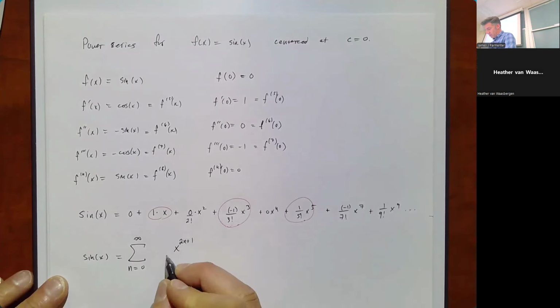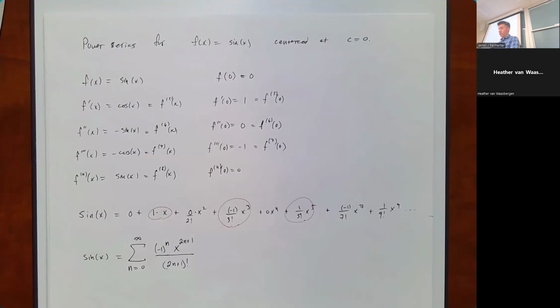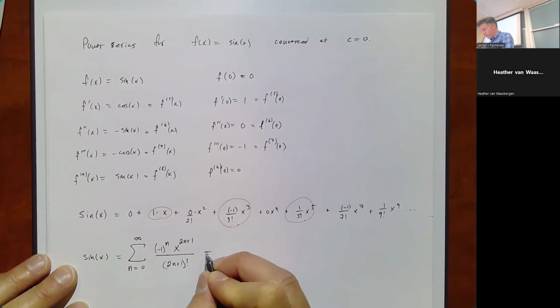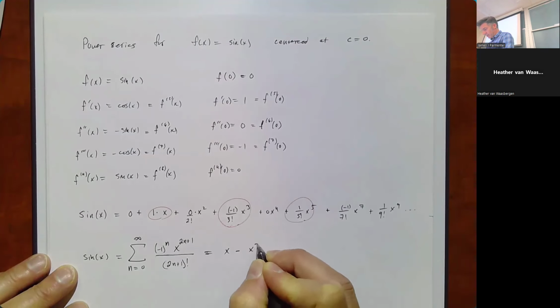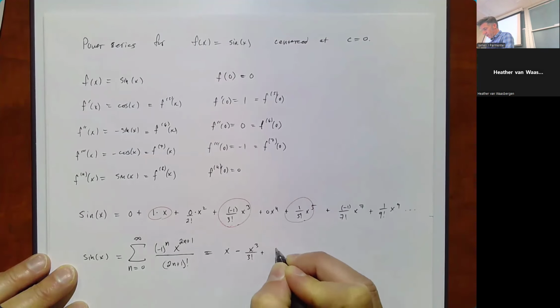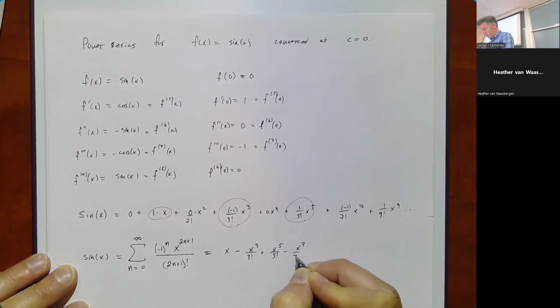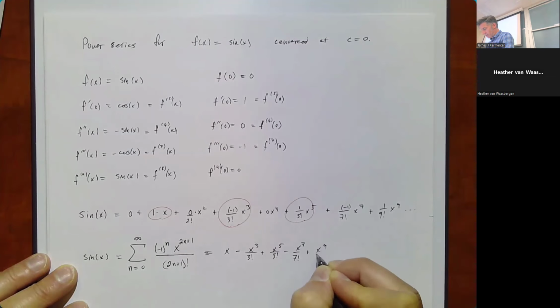And then we want the same number factorial. And then we also want a negative 1 to the nth power so that we alternate signs and we start with a positive sign. And if you write this out, this is indeed equal to x minus x cubed over 3 factorial plus x to the 5th over 5 factorial minus x to the 7th over 7 factorial, and so on and so on and so on.